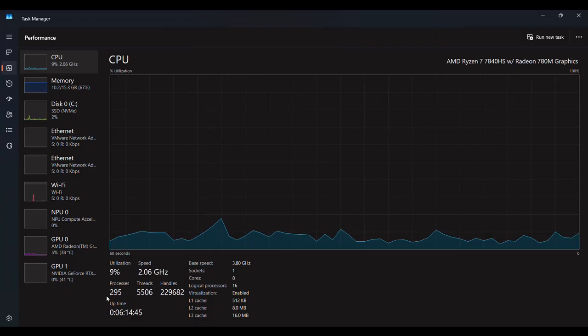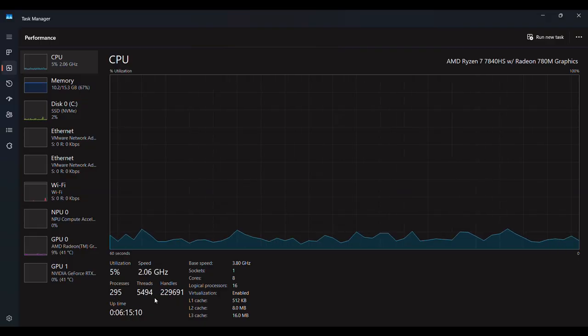The processes count represents the total number of active applications, services, and background tasks currently running on the system. Each process operates independently and consumes system resources such as CPU time and memory. For example, browsers, antivirus software, system services, and monitoring tools all run as separate processes.